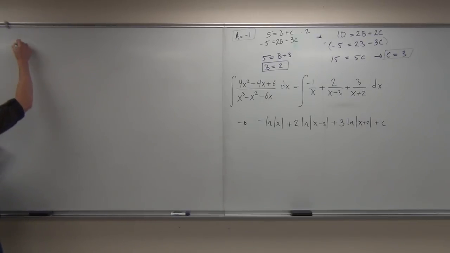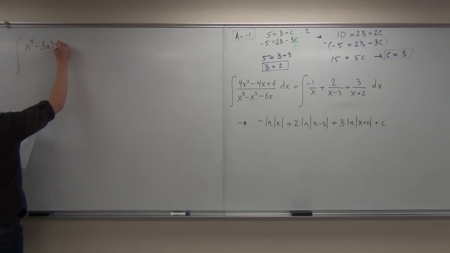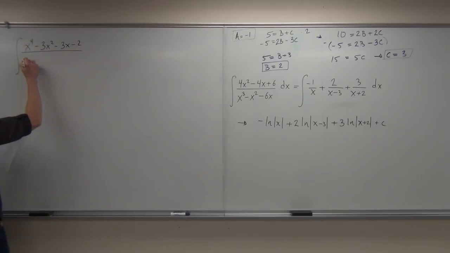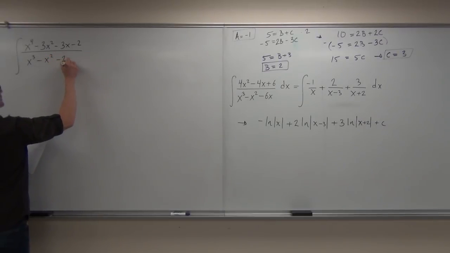Okay, so new example. Let's talk about x to the 4th minus 3x squared minus 3x minus 2 all over x to the third minus x squared minus 2x dx.